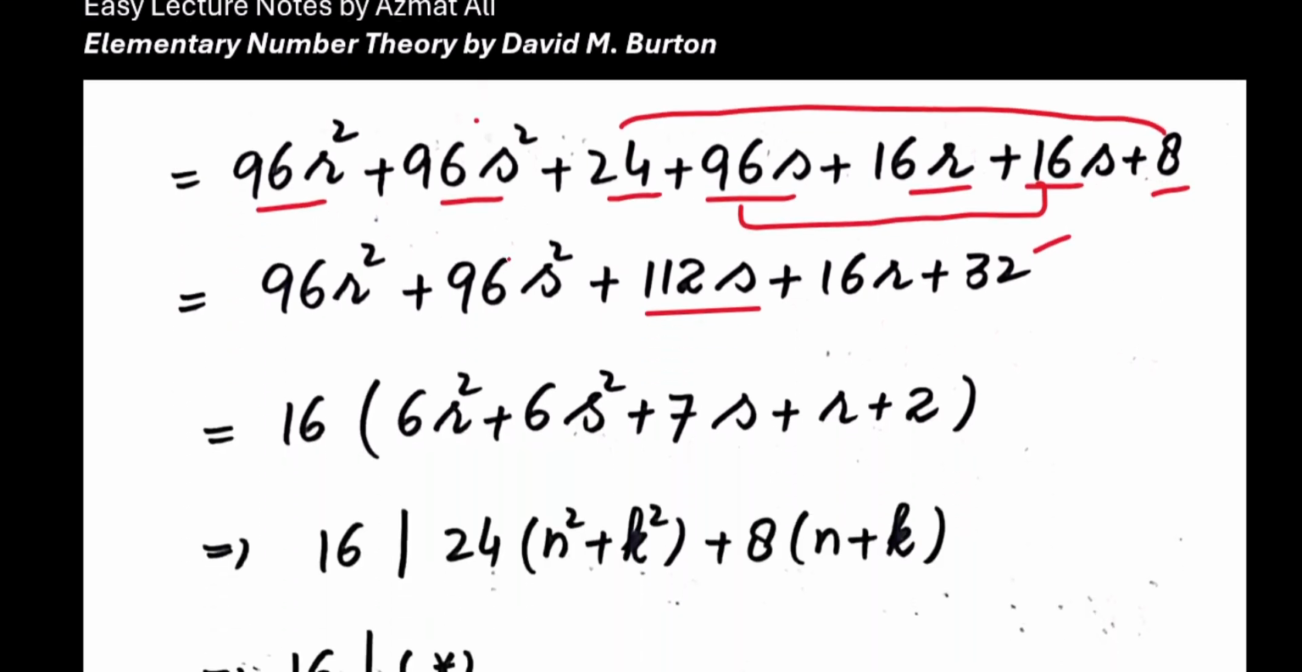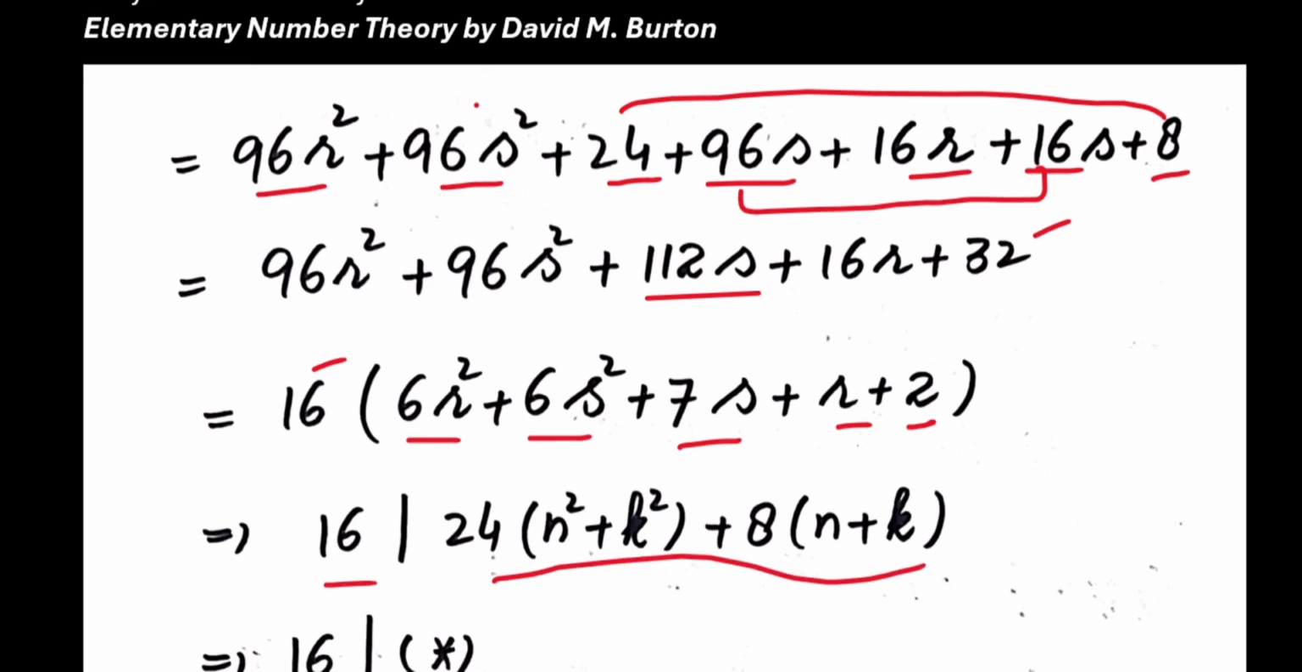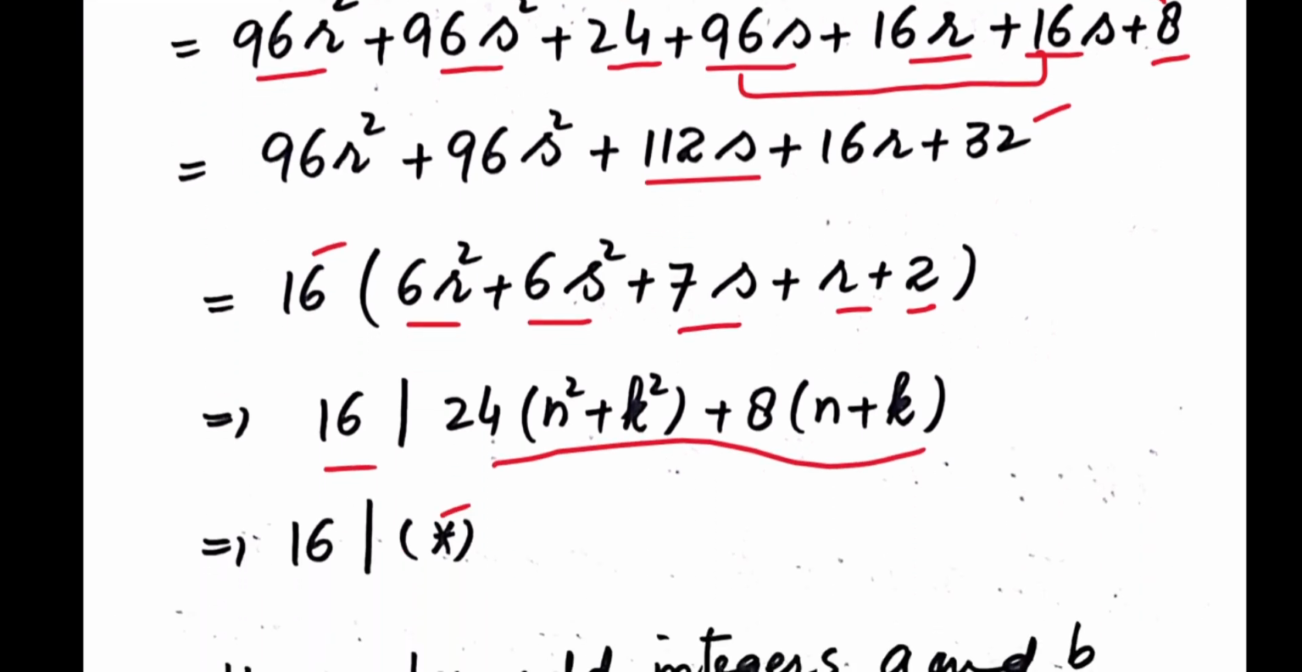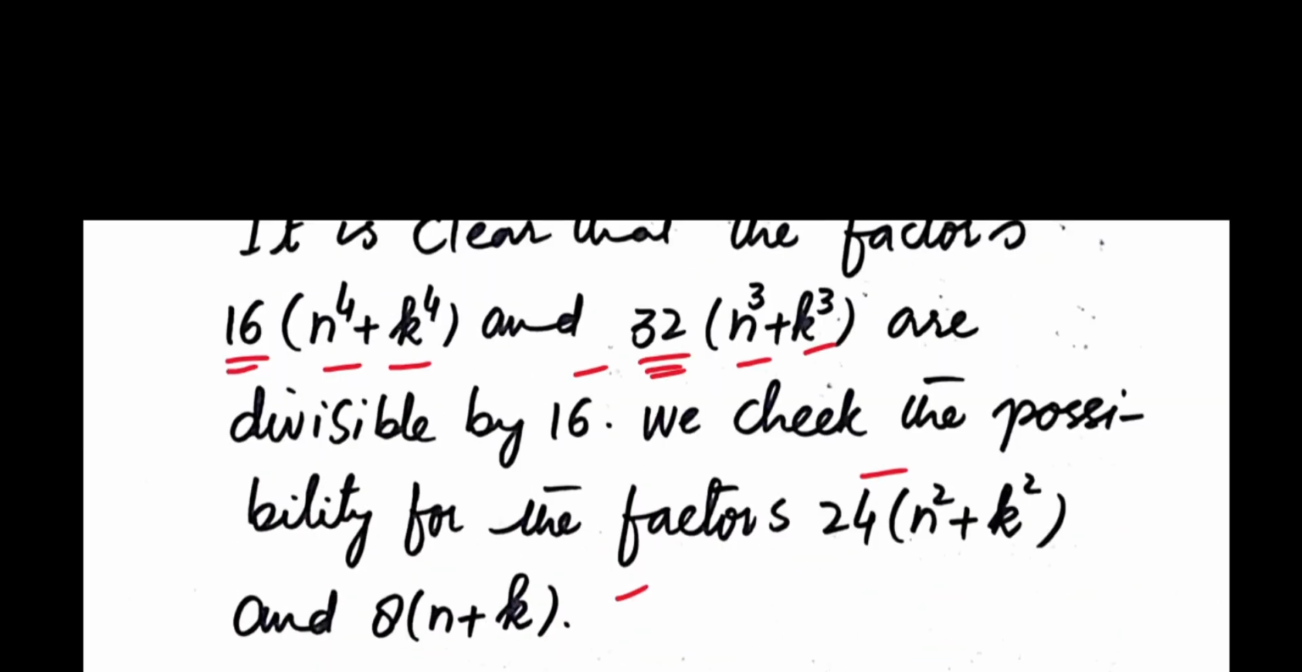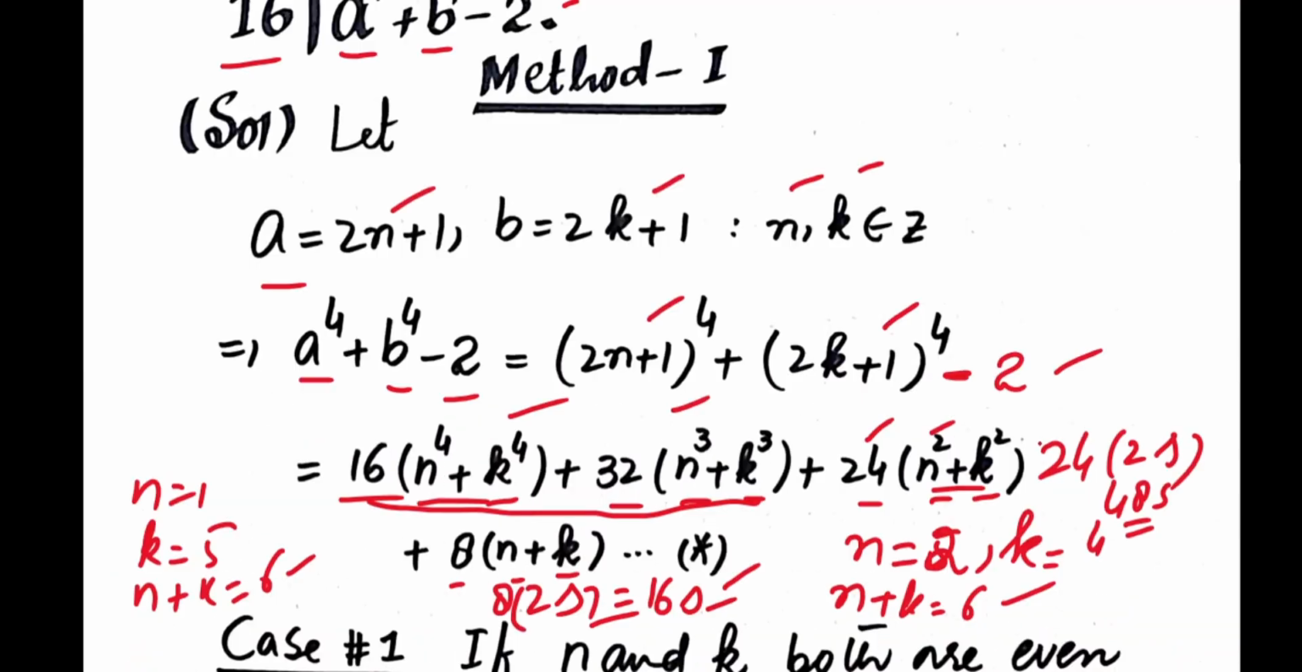By taking 16 as a common factor, we have 16(r² + s²) + 7s + r + 2. This shows that 16 divides this complete sum, and hence 16 divides star. What was the star? Star is the sum of these four terms, in which the sum of the first two terms is clearly divisible by 16, and the remaining two terms are also divisible by 16. Hence, the sum of these four terms is clearly divisible by 16.